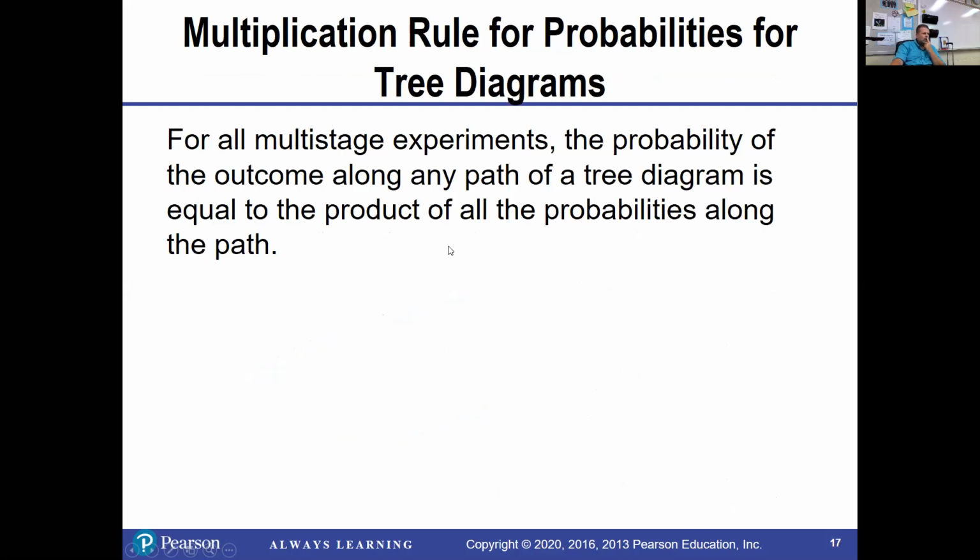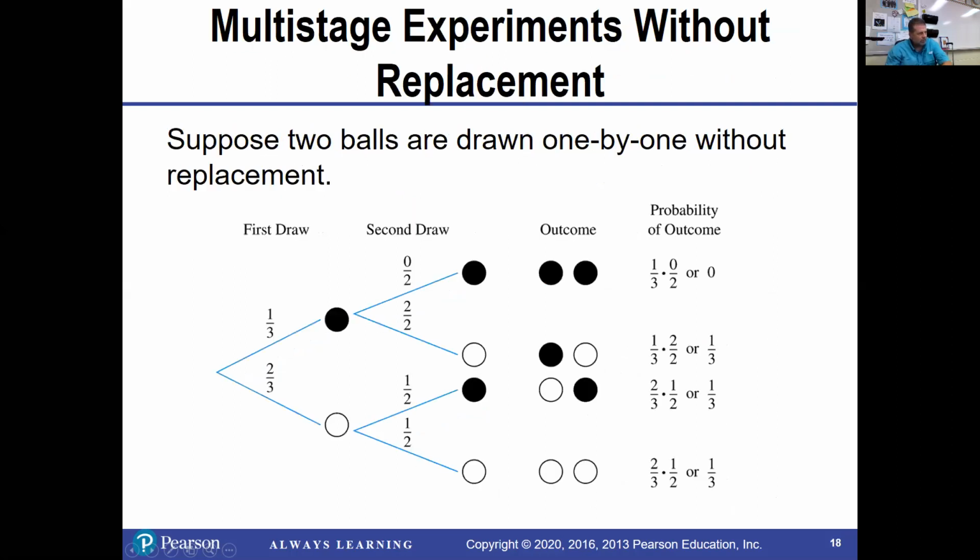Okay. It says for all multi-stage events, the probability of the outcome along any path of the tree diagram is equal to the product of all the probabilities. And that's what we did right there. We multiply. Okay. Now, what if you're taking one by one without replacement?